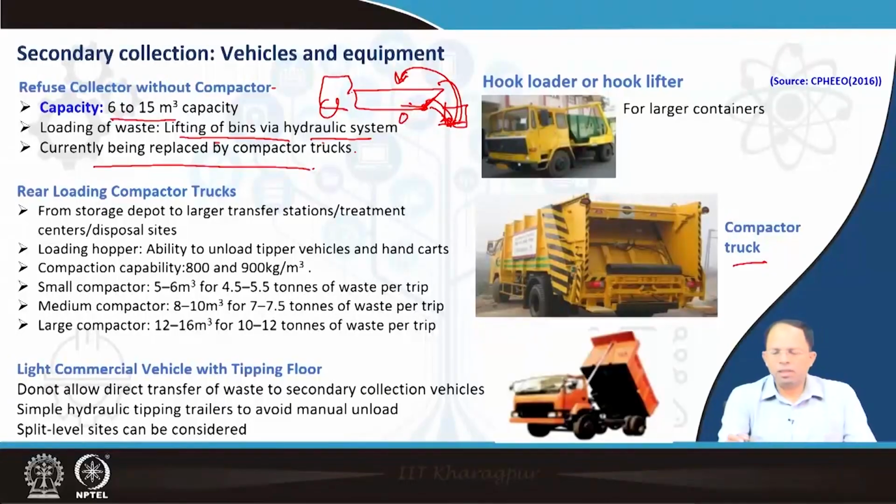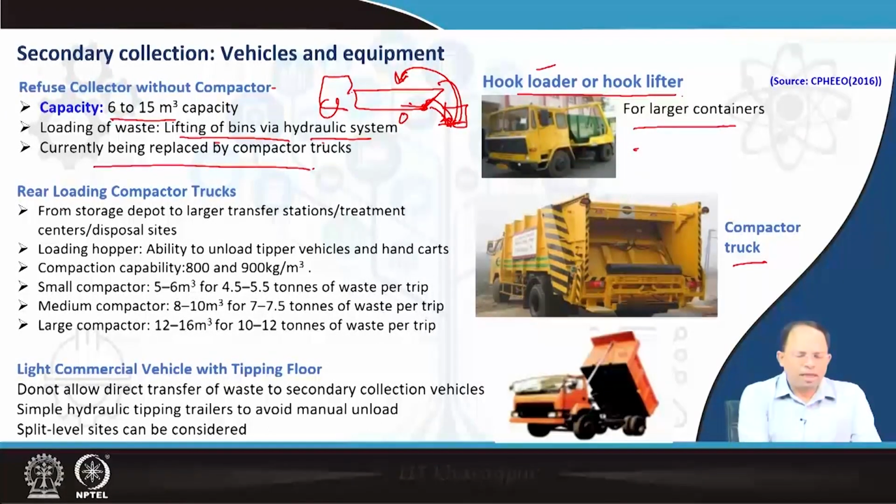And I missed on this. This is a hook loader or hook lifter. Same as the previous one where we were using the skip loaders. This is the same thing, but for larger containers, we use this kind of a chain system for loading or lifting garbage containers into the vehicle. Then come the rear loading compactor trucks. As you can see in this image, there are different varieties and sizes of this. From the storage depot, these trucks are used to transfer garbage to larger transfer stations, treatment centers or disposal sites.